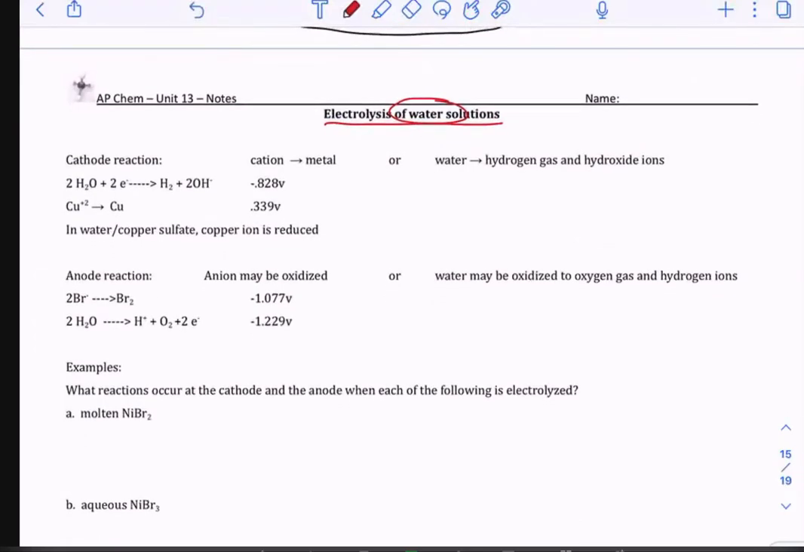Everybody take a look at your potential sheet. And first off, everybody about 2/3 down, you should all see the reaction that reads 2 moles of water plus 2 moles of electrons forms hydrogen gas plus 2 moles of hydroxide with a negative 0.83 reduction potential. Everyone see that? Okay. That reaction is the reaction for the reduction of water.